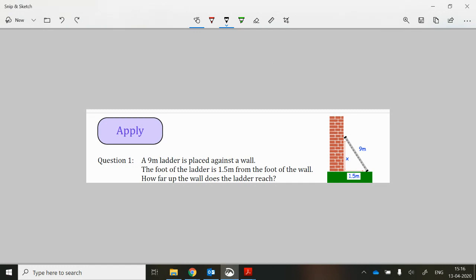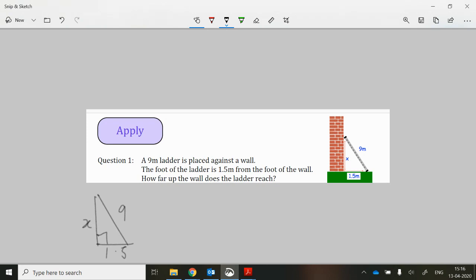For you, you're going to do this in your book, and you're going to do a diagram for each of these. You don't have to make it super complicated with the wall and the picture of the ladder and so on. You just need the right angle triangle, and this only works with right angle triangles. So we've got the right angle there, we've got 9 there, and we've got 1.5 there, and we're looking for this value of x.